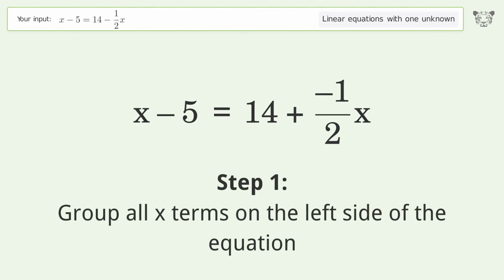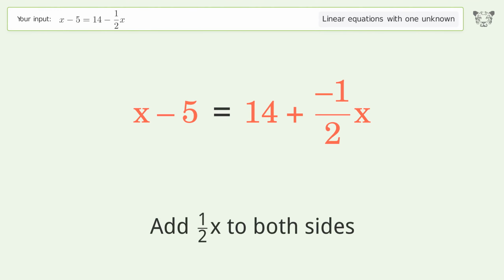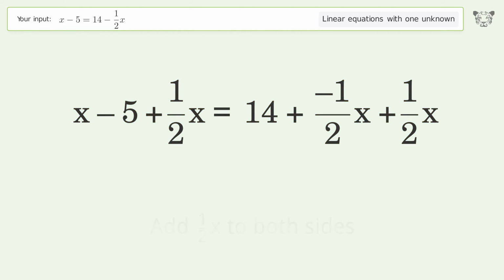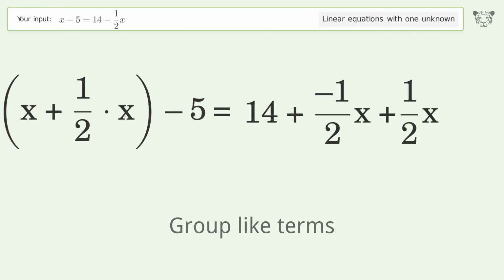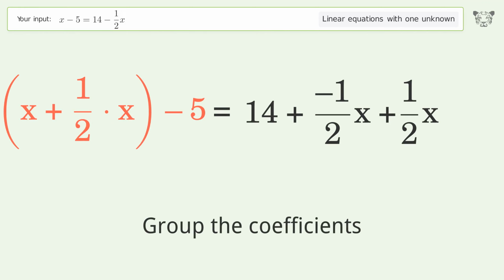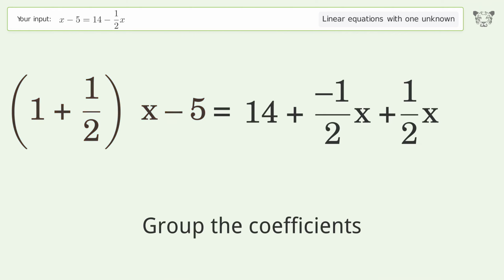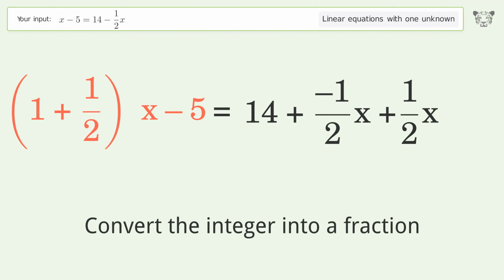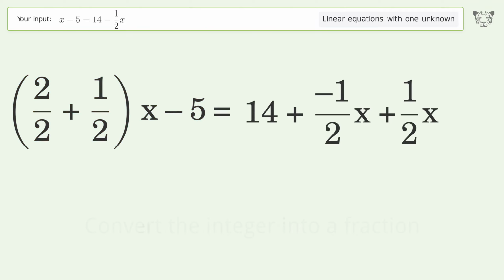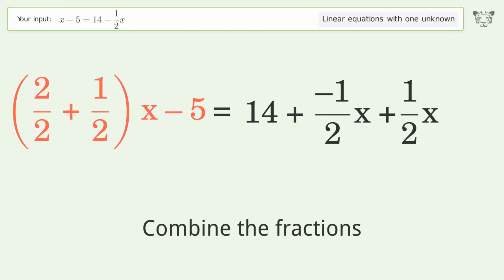Group all x terms on the left side of the equation. Add 1/2x to both sides. Group like terms. Group the coefficients. Convert the integer into a fraction. Combine the fractions.